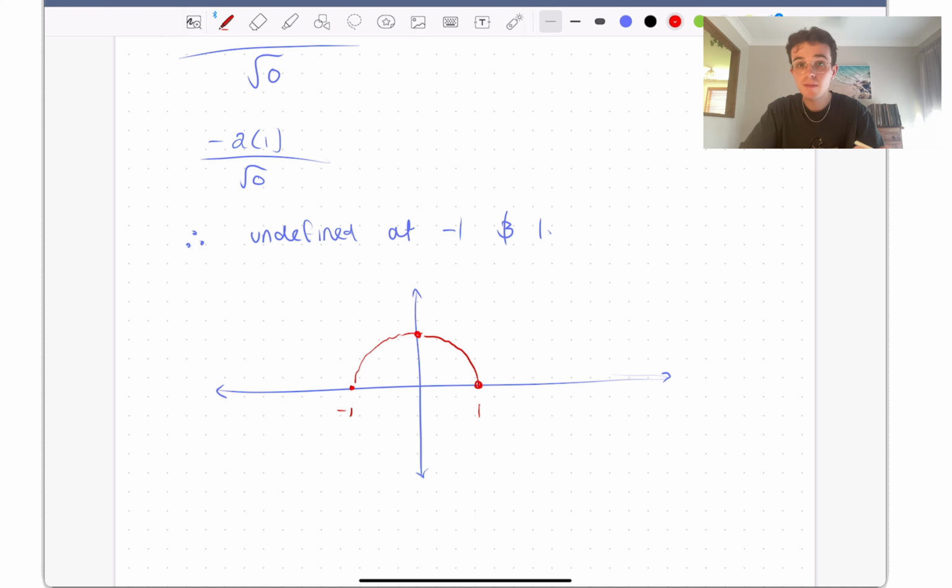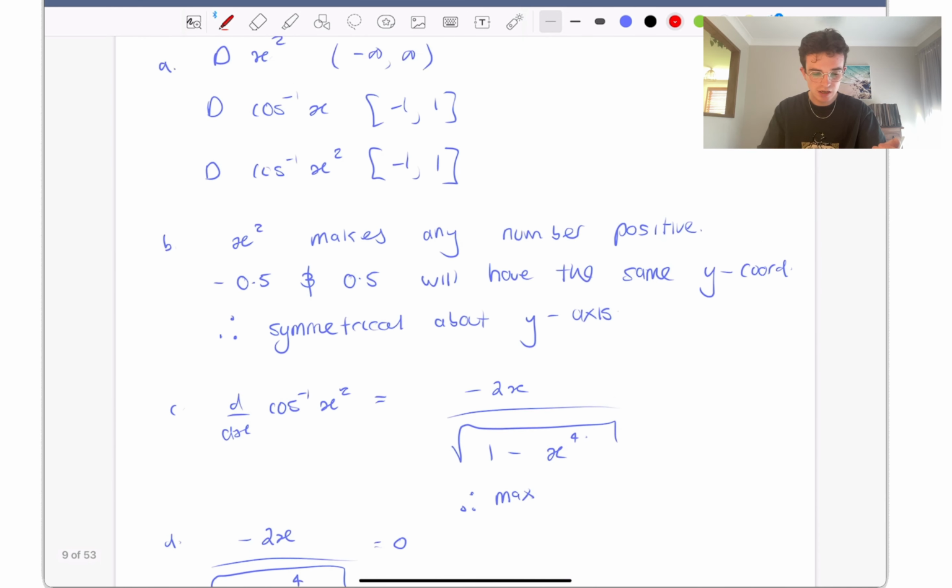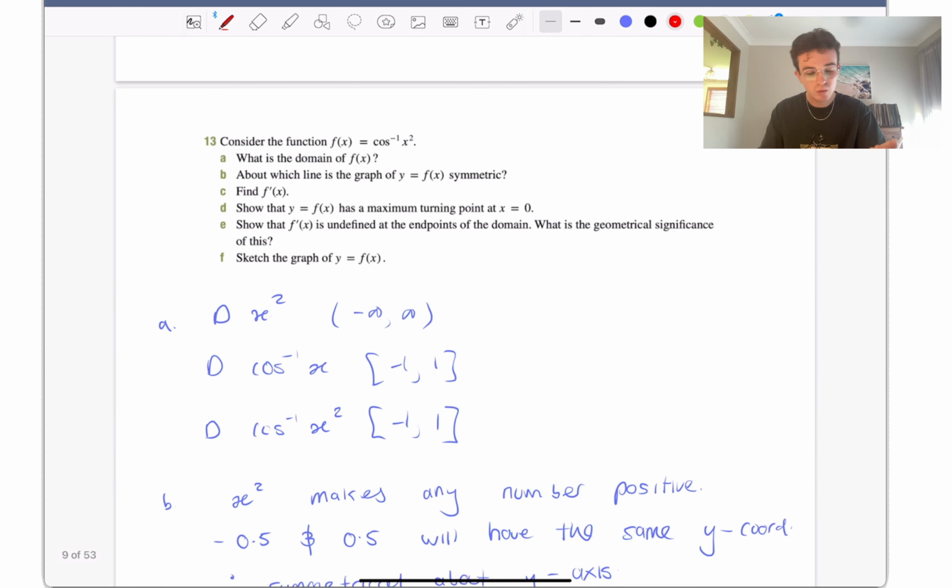Now we might want to think about what the value of that maximum turning point is going to be. Well, the normal y-intercept of cos inverse of x is pi on 2, so it's not really going to change. We might want to check that though, so if we substitute in 0 into our equation, we're going to get cos inverse of 0 squared, which is cos inverse of 0, which is pi on 2.